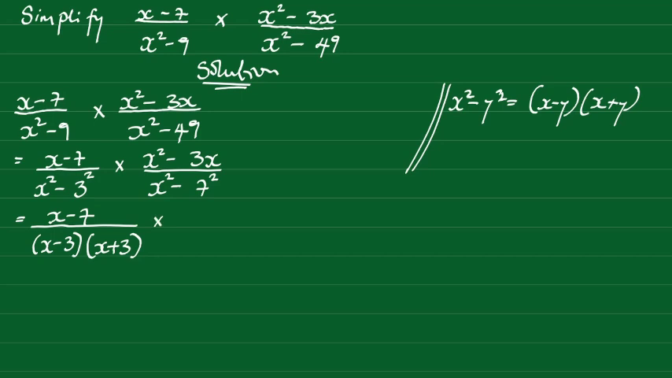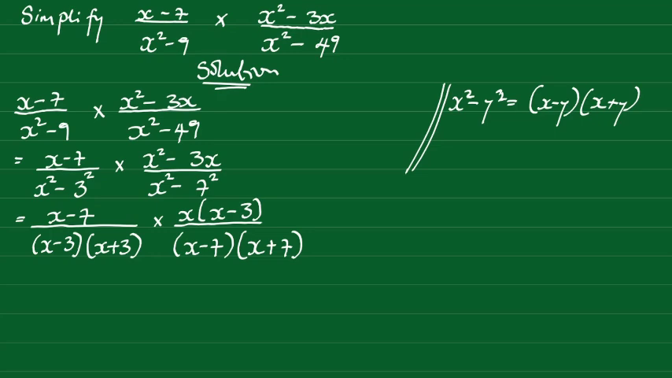Now times, from our numerator here we factor out x, we end up having x(x minus 3). Now at our denominator we have x squared minus 7 squared, and this being a difference of two square terms, we end up having (x minus 7)(x plus 7).